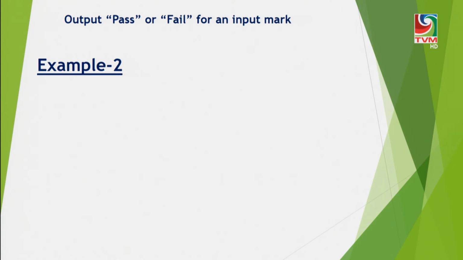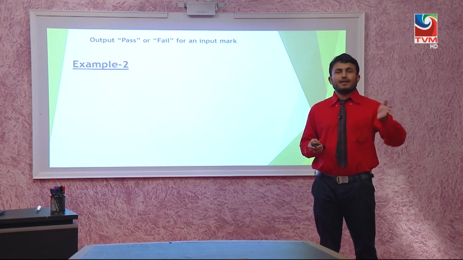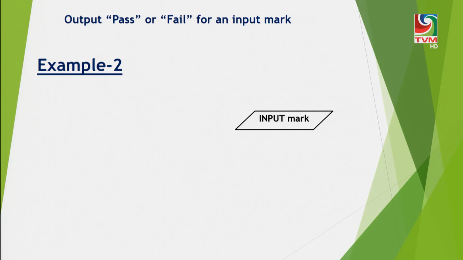Just want to know whether a student is pass or fail in an examination. The condition is, if a student gets above 50 marks, he is pass. If the student gets below 50 marks, he is fail. Just see that one. The first part is the input mark. You are going to input the mark, and once you input it, you are going to check whether that mark is greater than 50 or not.